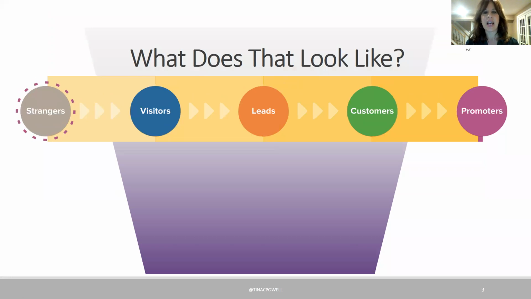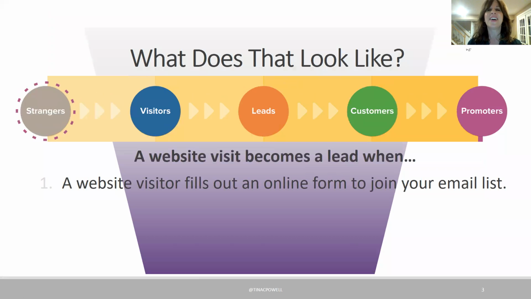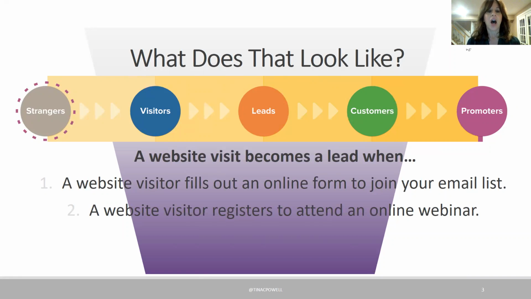So what does that look like? What does it look like going from that visitor to lead? Well, there are concepts and things that will help you think about what this process could look like for you and for your business. And I'm sure that you've also been on the receiving end as well. A website visit becomes a lead when someone fills out a form to join your email list, for example. You've all done that, right? We've all done that. A website visitor can also register to attend a webinar on a landing page.